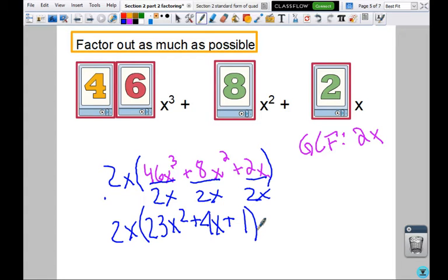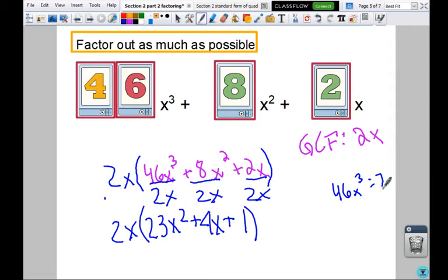There you go. Good job. So remember, half the work today is just finding the GCF like we've been doing. If you can't look at it and figure it out, do your lists like we talked about before.